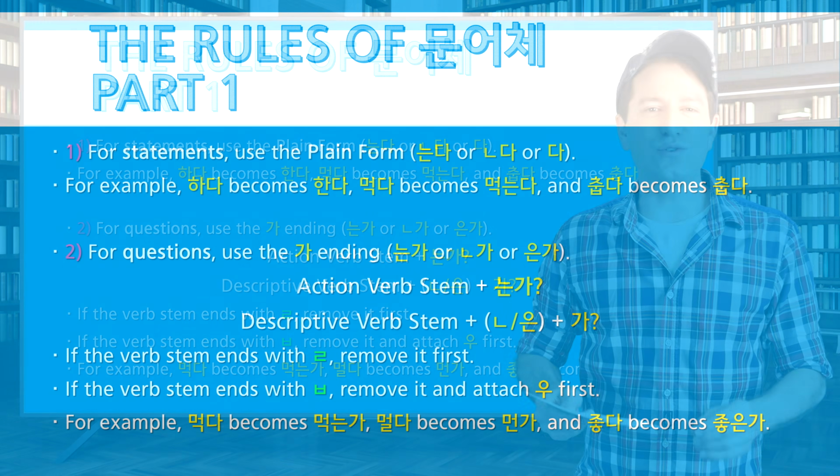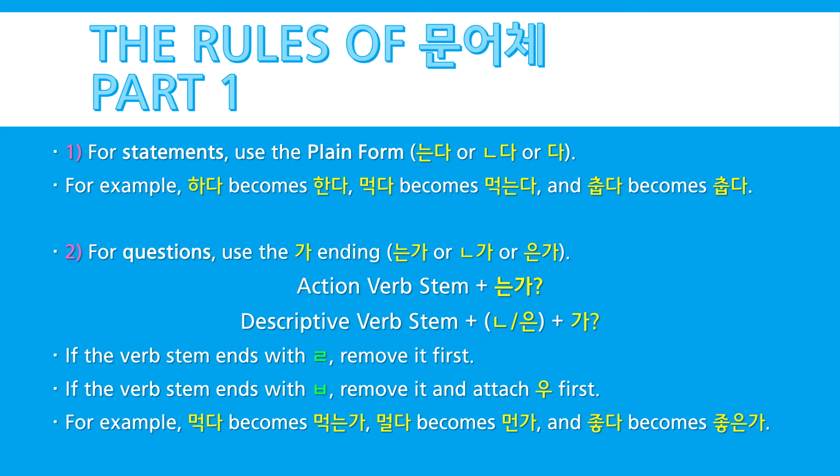First of all, when you're using 문어체, the first thing you need to keep in mind is that you're going to make statements using the plain form. So this conjugates as usual. For example, 하다 would become 한다, 먹다 becomes 먹는다, and 춥다 becomes 춥다.